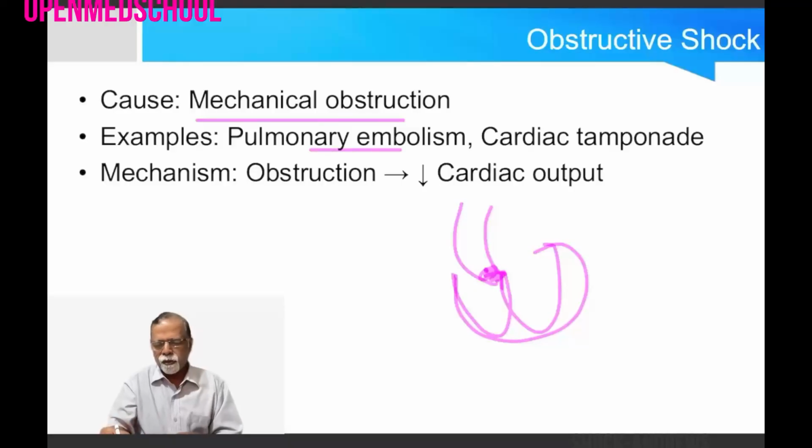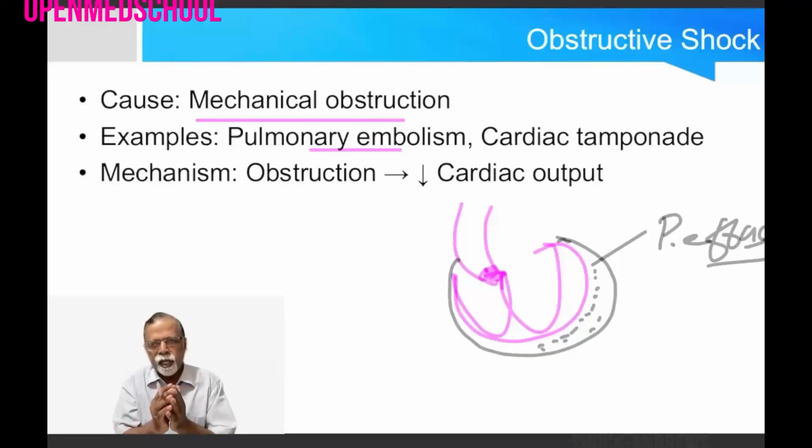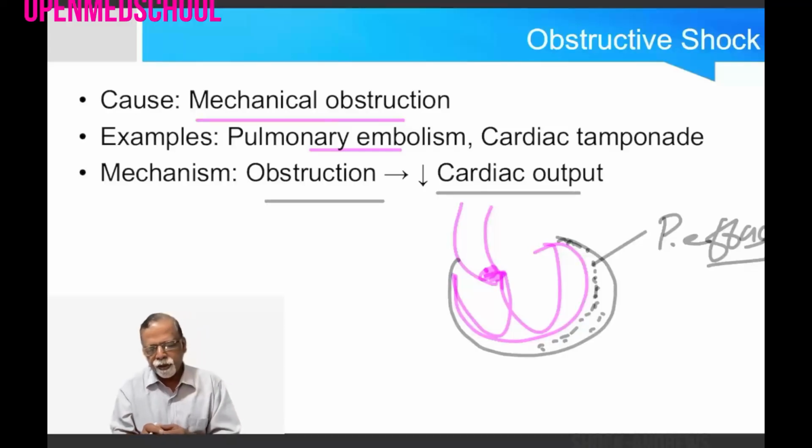Then there's another condition called cardiac tamponade. The heart is covered by the pericardial tissue, and there is a sac there. If it is filled with fluid, that is called a pericardial effusion. Fluid in the pericardial sac will prevent the dilation of the heart. So the fluid here will prevent the heart from expanding. That is cardiac tamponade. So this typically produces an obstruction, and again a decrease in the cardiac output.